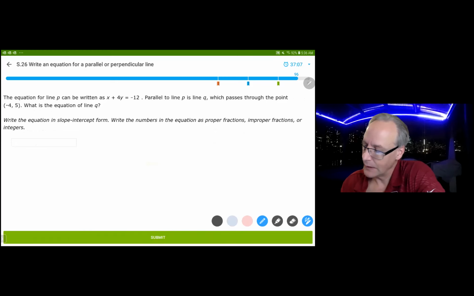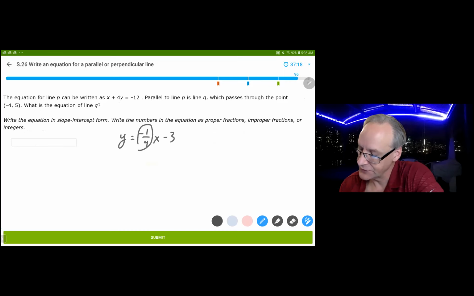I have to solve for y. Shall I do it in my head? Might as well. Y is equal to -1/4 x. And if you want to see it, it's -3. So this is the equation of line P. I just converted this by solving for y. And then parallel to P means that that's our slope.